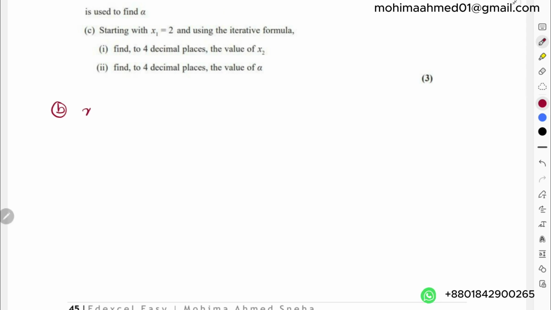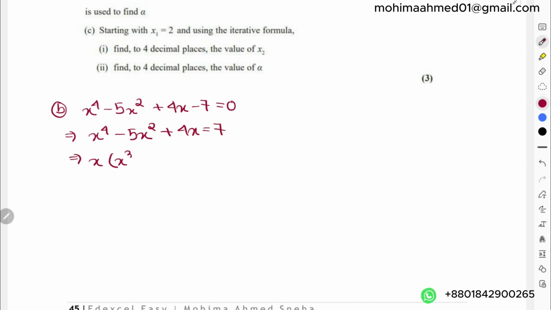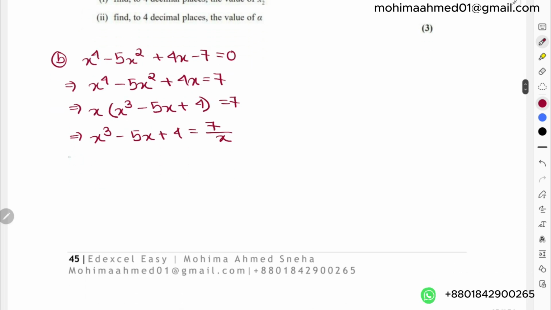For part B, we start with x power 4 plus 5x squared plus 4x minus 7 equals 0. I'm going to take that 7 to the right hand side first. So we are left with x power 4 plus 5x squared plus 4x equals 7, and then I'm taking x as a common factor, so x(x cubed plus 5x plus 4) equals 7. So you get x cubed plus 5x plus 4 equals 7 by x, and then we are taking everything to the right hand side, so x cubed equals minus 5x minus 4 plus 7 by x.